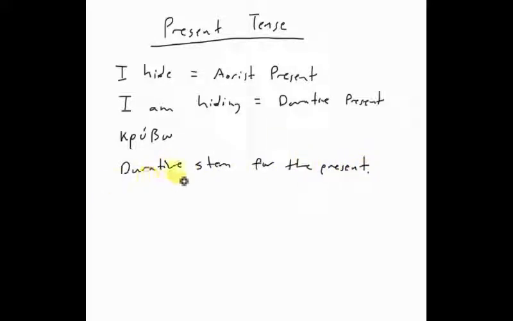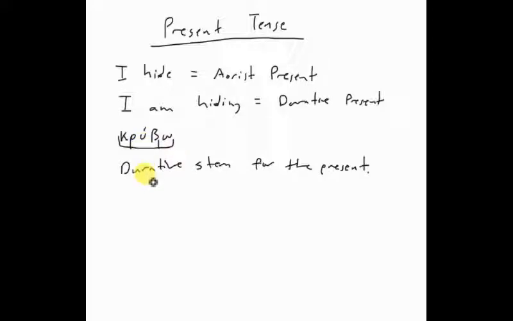And the durative stem is always the dictionary definition stem. So if you look up this word in the dictionary, you will see kriv as your stem, and you'll know that that's the durative stem. So if you look up a verb in the dictionary, the stem that you find there is your durative stem. So that's easy to work with. As long as you can remember that, you're golden.